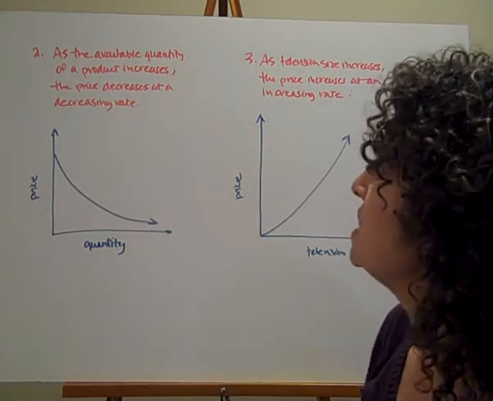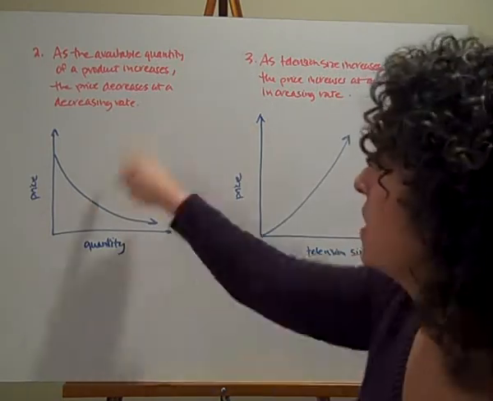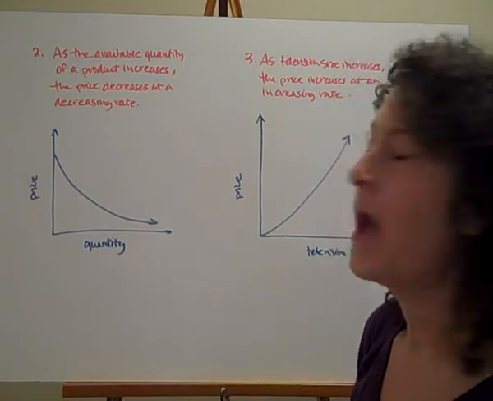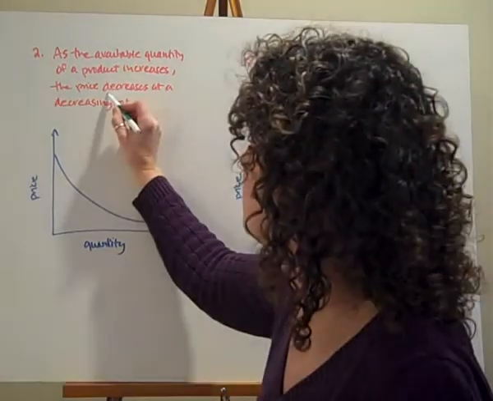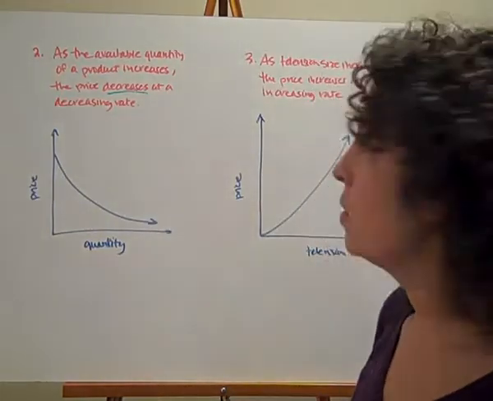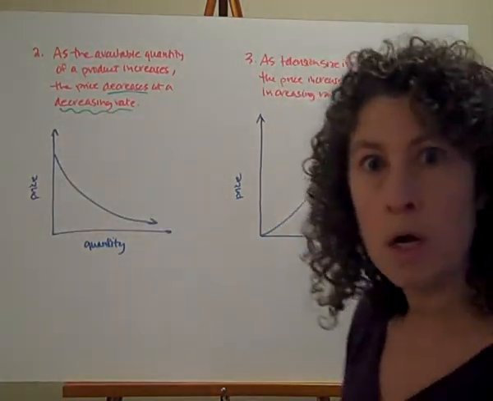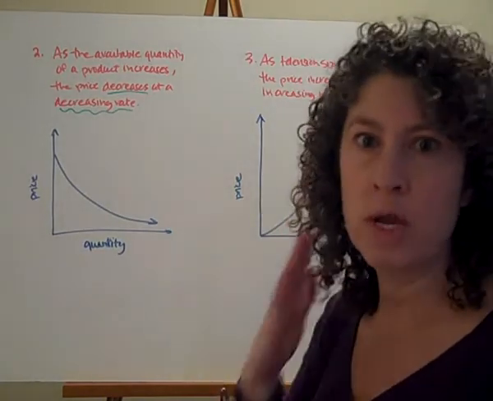As the available quantity of a product increases, so I need to have quantity on my graph, the price decreases at a decreasing rate. All right, so I've got decreasing, so I know this is going down, but I also have a decreasing rate. So we've talked about a constant rate, and a constant rate is a straight line.